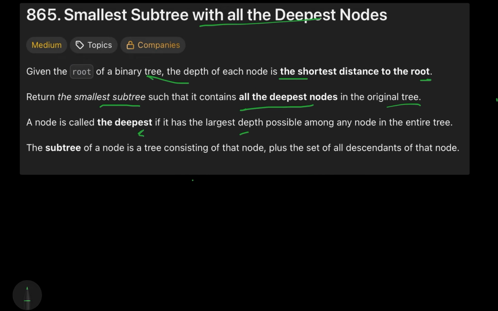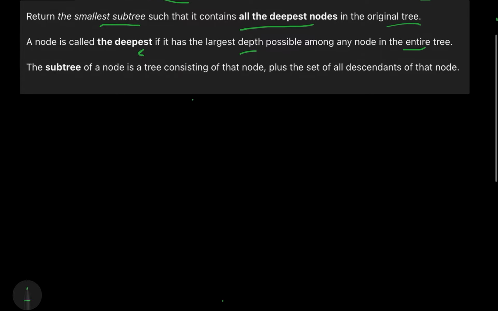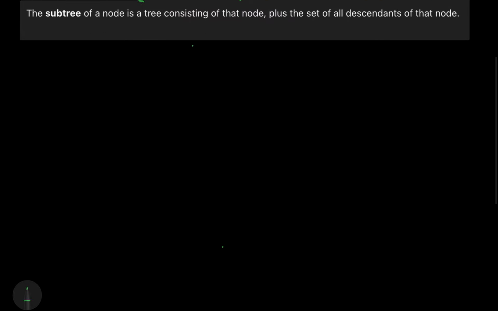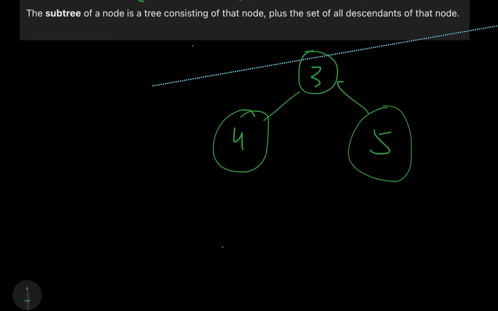A node is called deepest if it is the largest depth possible in the entire tree. Okay. So let's see it with an example. Suppose we are given a binary tree like this.